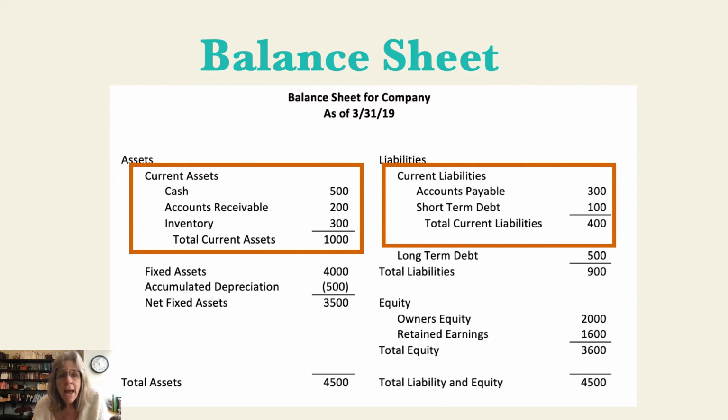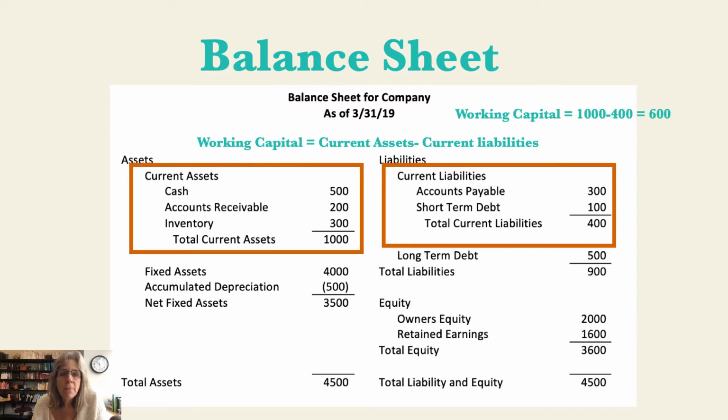There's a certain category when we look at the relationship between kind of what we think of as short-term or current issues, and that's working capital. Working capital is the difference between current assets and current liabilities. So in this case, the working capital of this corporation is $600, 1,000 minus 400. And that's just a concept we want to understand when people are referring to it. This is the way you calculate it.